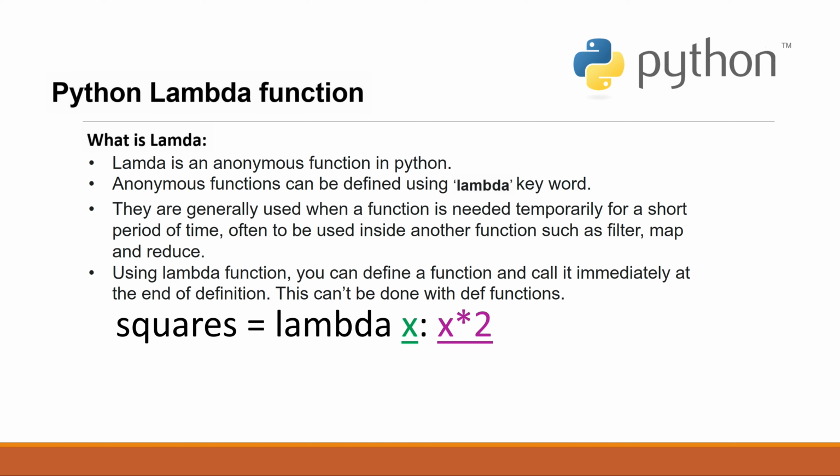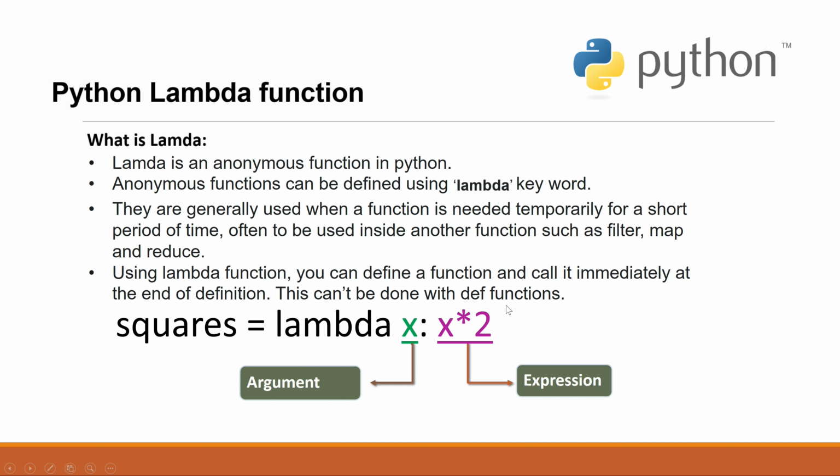This is how the syntax looks for a lambda function. This is the variable and this is lambda, that is a must. This is the argument and x square 2 is the expression. This is the basic syntax for a lambda function in Python.